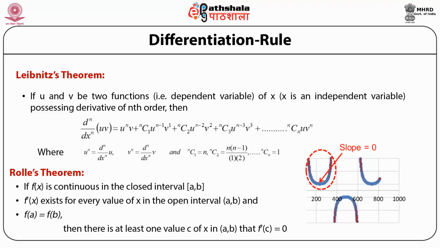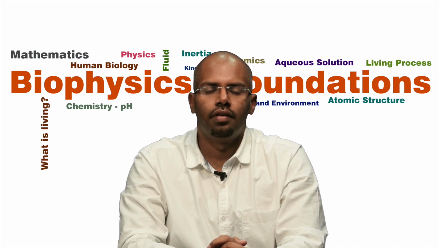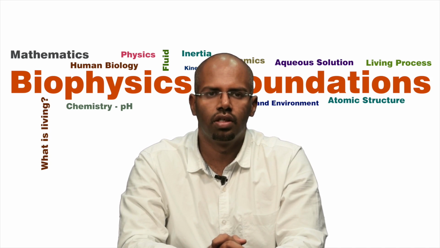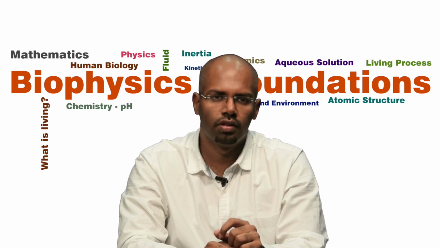So there is at least one point where the slope is 0, and that's what it means. Existence condition. The derivative of a function f at a point exists when f satisfies all the following conditions.